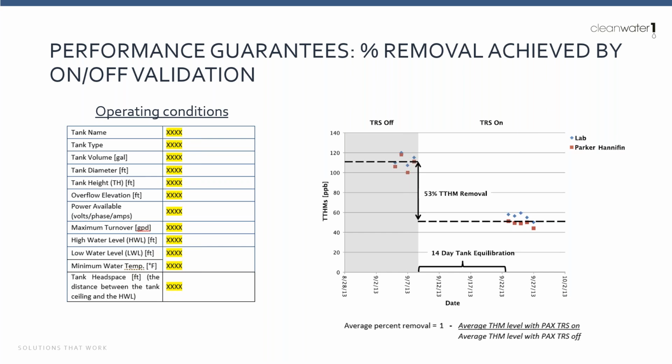So in order for us to get over the hump, we really had to put our money where our mouth was, and actually offer performance guarantees for stripping. And the way that works, we have to agree on a certain number of variables. You can see the operating conditions that are part of our process guarantee on the left. Pretty straightforward. You've got to know the size and shape of the tank.